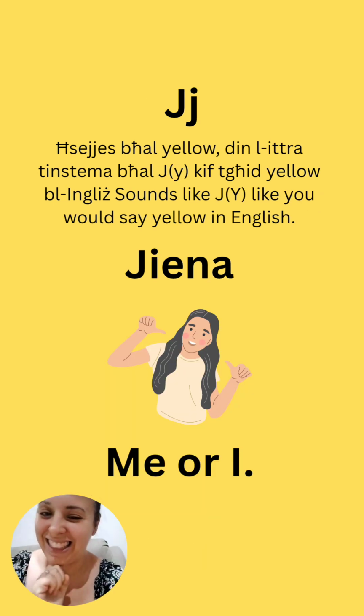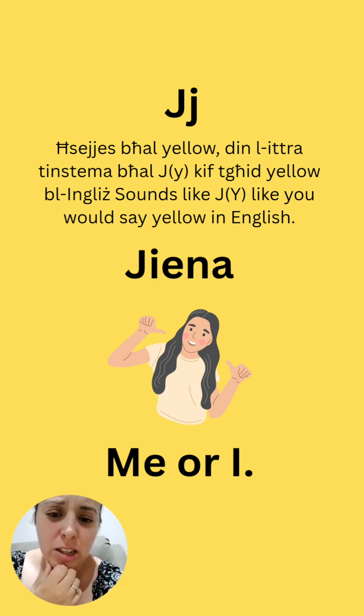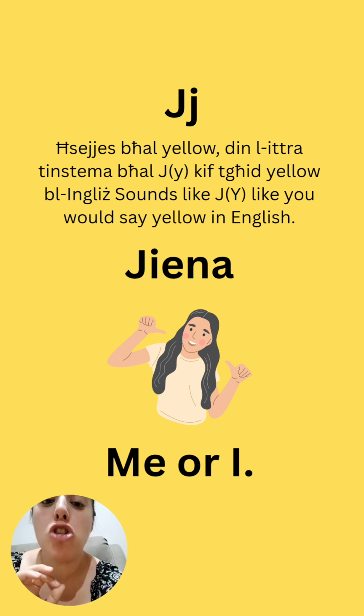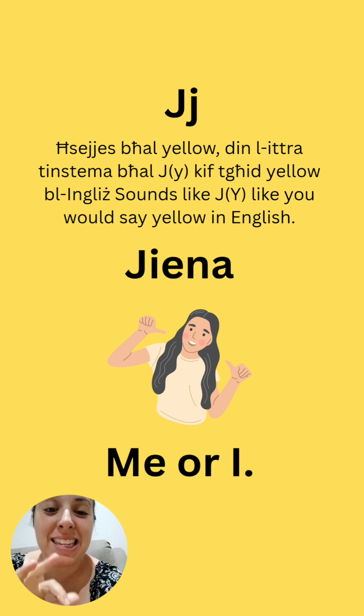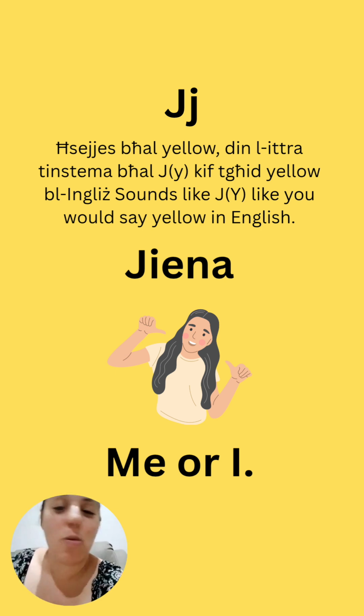Okay, here it is. This is the letter you've been waiting for. The one that's like, Liz, you said Y sound, but it's a J. Okay, so din il-litra tos pal yellow. Din il-litra tisema pal Y. Kif tgħid yellow bil-Ingliż. This letter sounds like Y, like you would say yellow in English. Basically, it's the J sounds like a Y.